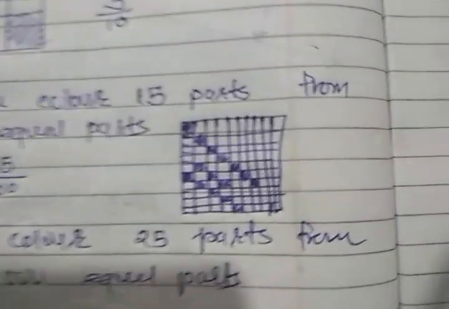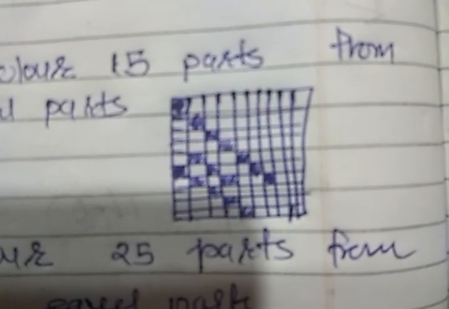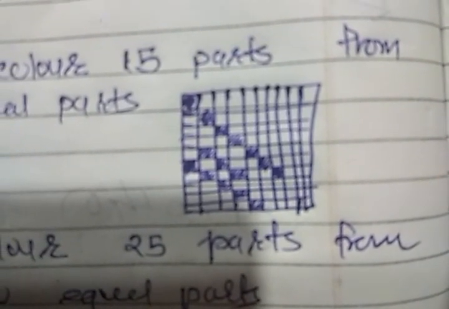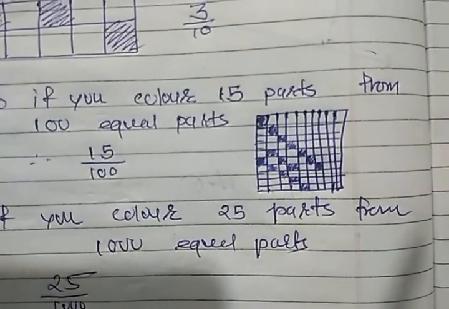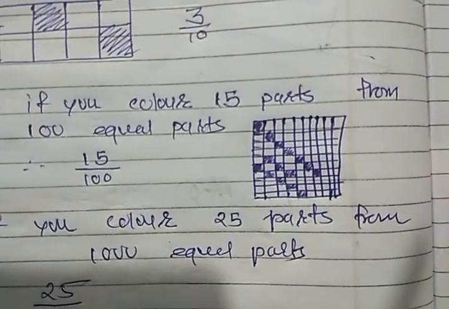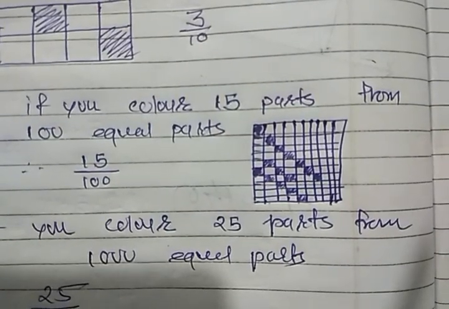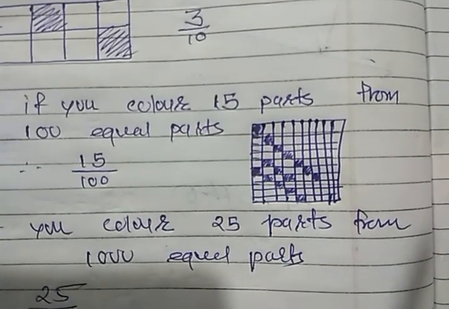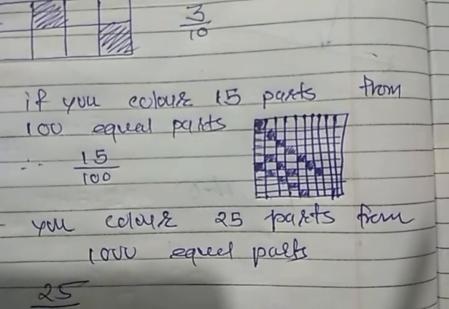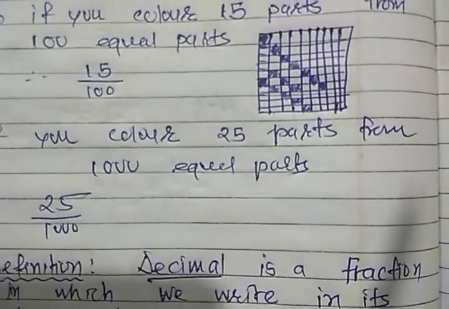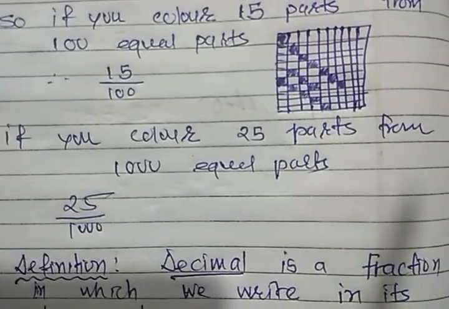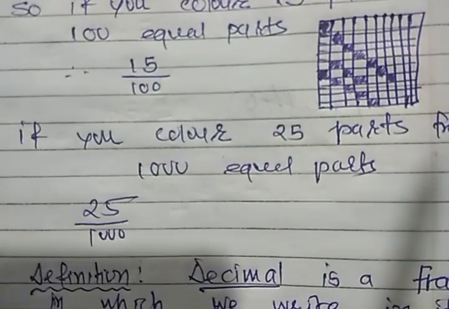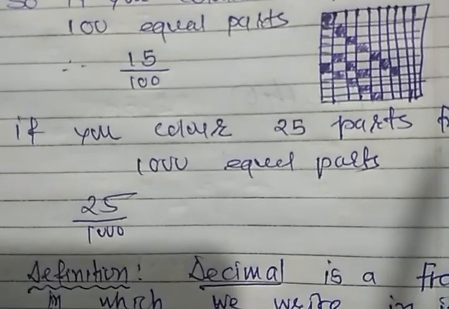Here you see the figure of a square, and this square has a total of 100 equal parts. Okay. So if you color 15 parts from 100 equal parts, your fraction becomes 15 upon 100, because the colored part is 15 and the total parts are 100. Similarly, if you color 25 parts from 1000 equal parts, the fraction will be 25 upon 1000.